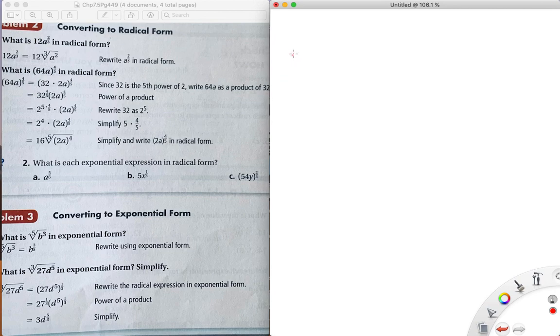So here we have, number 2a, we have a to the 5/6, and they want it in exponential form. Again, it's going to be a to the 1/6 times a to the 5th power.